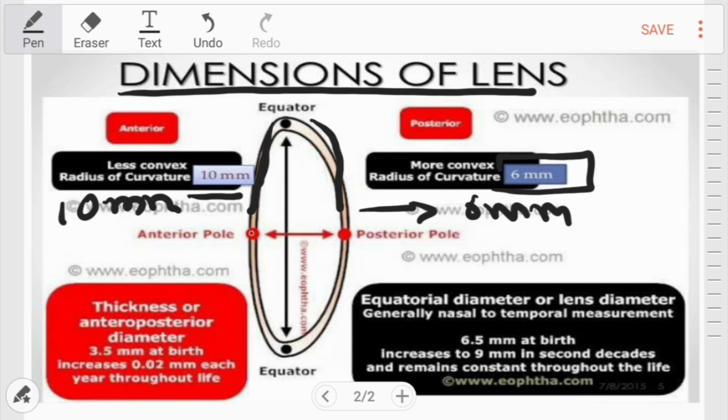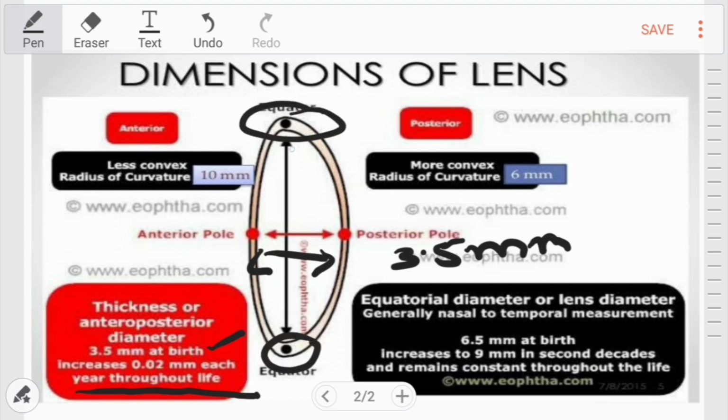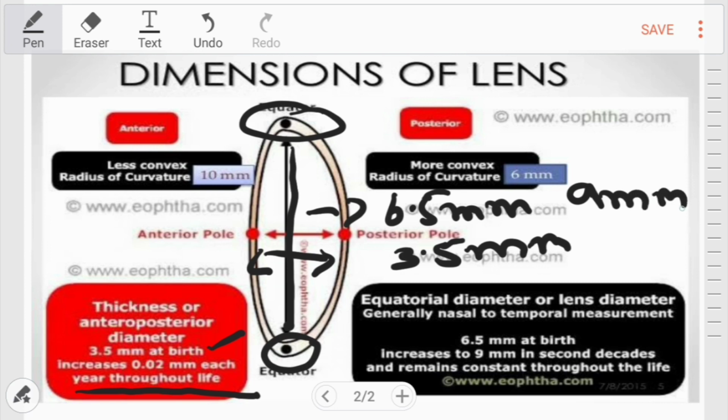The centers of each surface, anterior and posterior, are known as the anterior pole and posterior pole. The anteroposterior diameter is 3.5 mm at birth and increases at the rate of about 0.02 mm each year throughout life. You can see the equator of the lens, and the equatorial diameter is about 6.5 mm, which increases up to 9 mm in the second decade and remains constant throughout life.